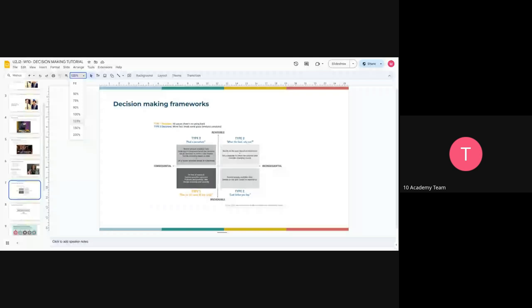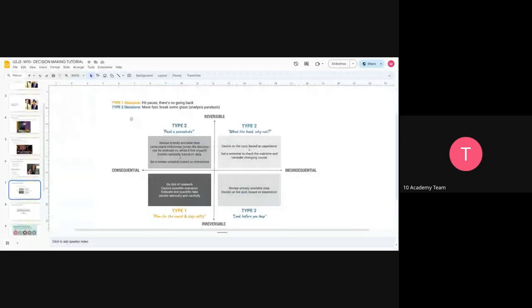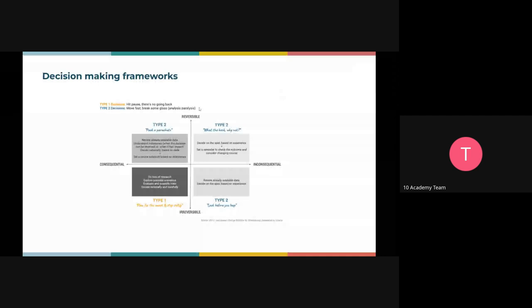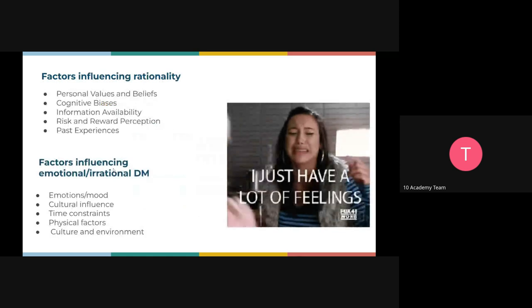So let's look at... Okay, yeah, so I think that's much clearer now, I hope. One of the frameworks we're going to look at is the Jeff Bezos framework.